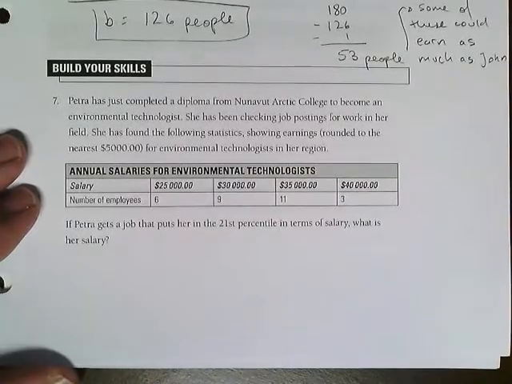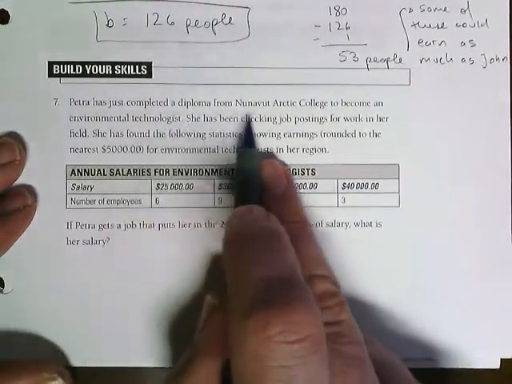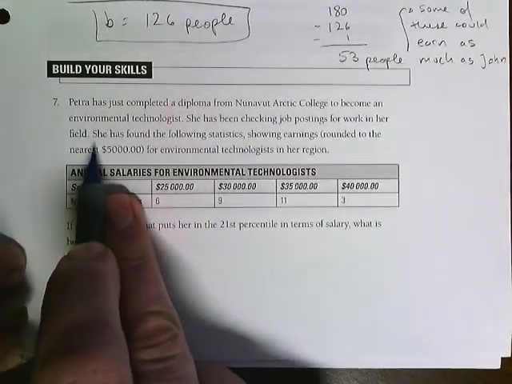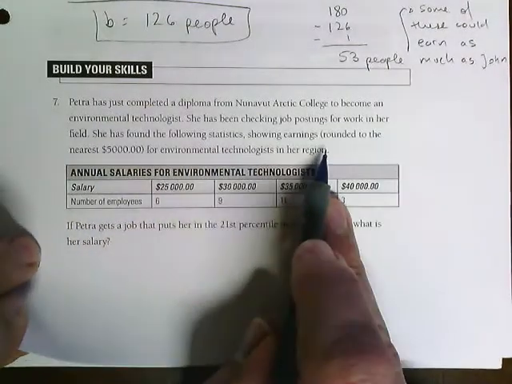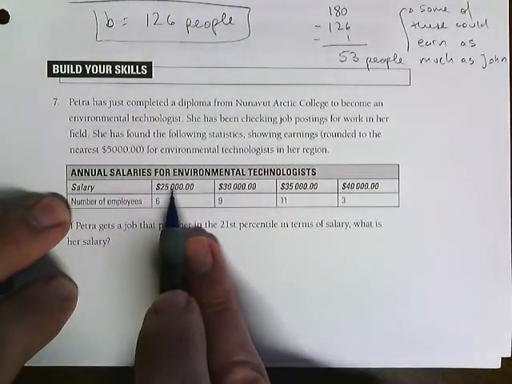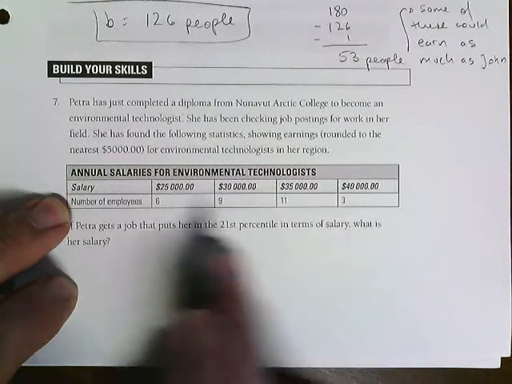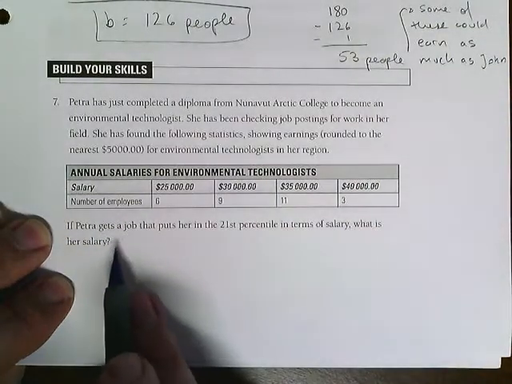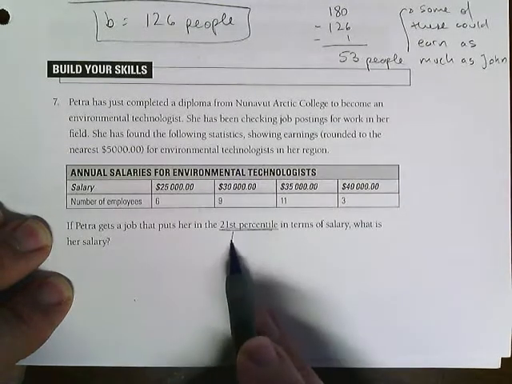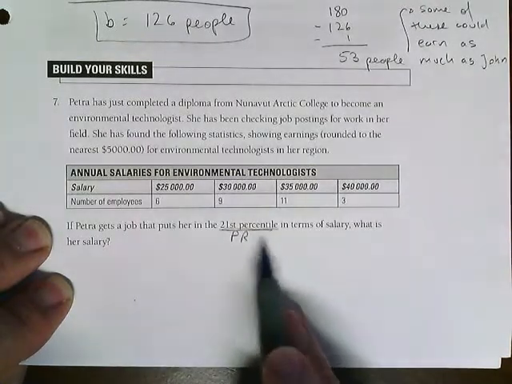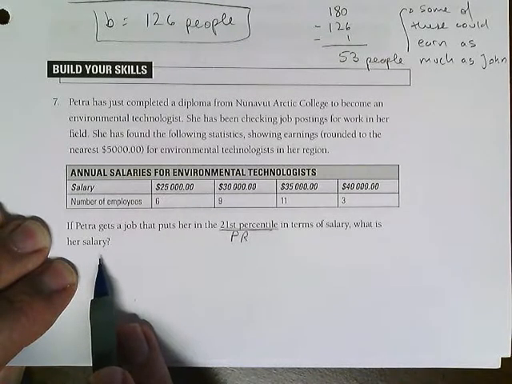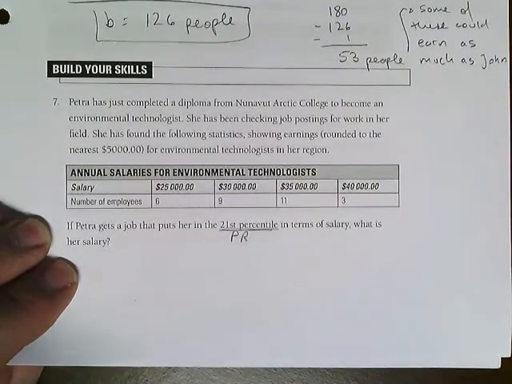Okay, let's do the build your skills section. Petra just earned a diploma, became a technologist. She has been checking work postings, and the following statistics show the earnings for environmental technologists in her region. So salary and the number of people that are making that much. So there's a table, so watch out for that. If Petra gets a job that puts her in the 21st percentile, so this is the PR. Okay, they're not asking, they're giving. In terms of salary, what is her salary? Okay, how about you try that?